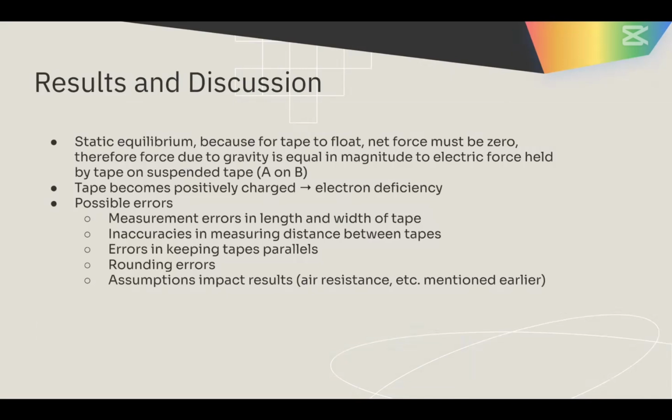We'll discuss the main results later, but some things to discuss are, for example, static equilibrium. For the tape to float, the net force had to be 0. Therefore, the force of gravity is equal in magnitude to the electric force exerted by tape A on the suspended tape B. The tape becomes positively charged. This is what leads to electron deficiency. The electrons are leaving the tape. But we will see maybe a few discrepancies between the model and calculations. So here are some possible errors.